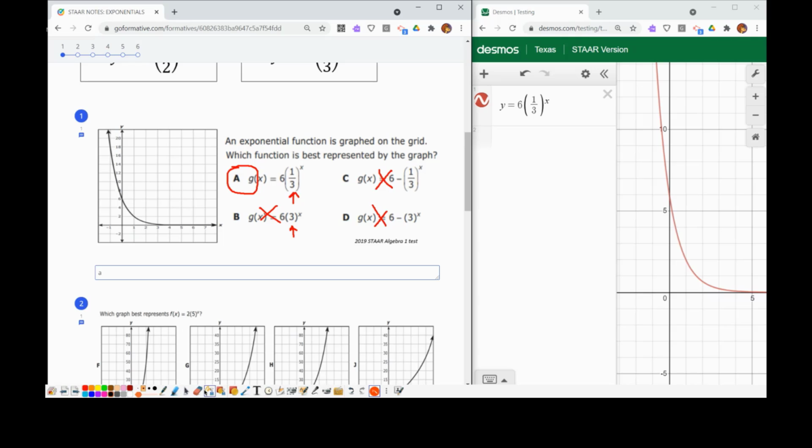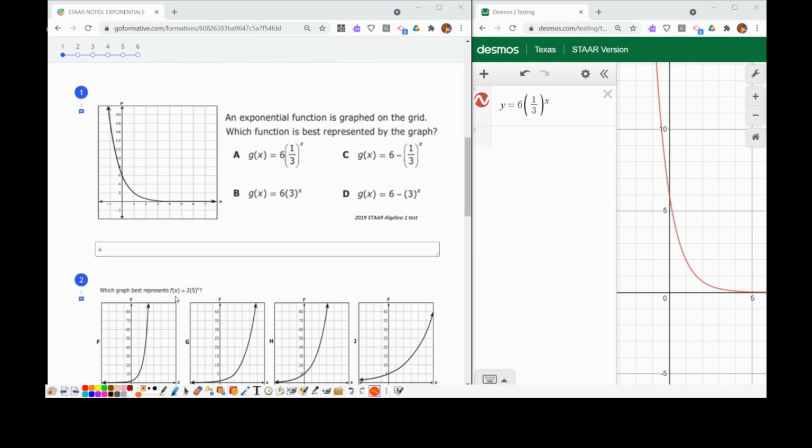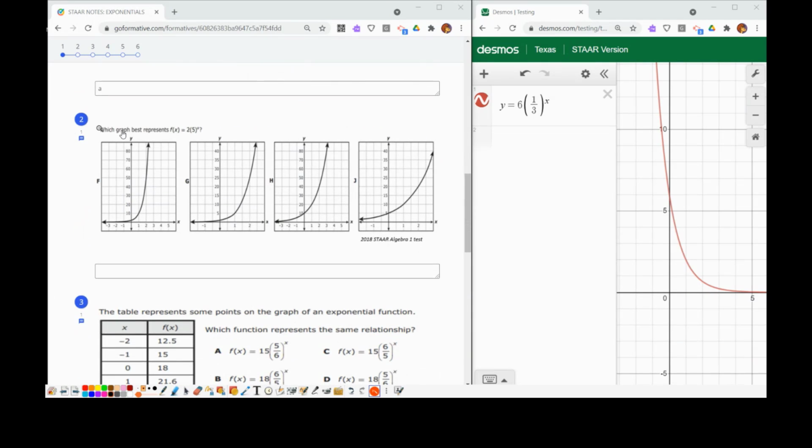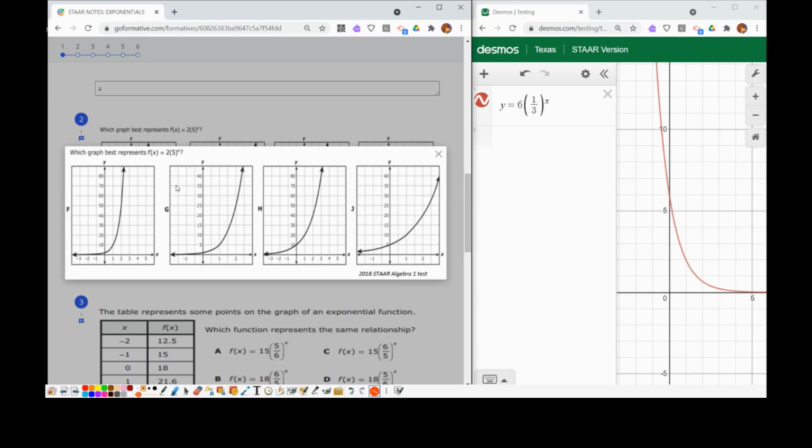All right, let's go on to the next problem, number two. The next one says, which graph best represents the function f of x equals 2 times 5 raised to the x? So let's make it a little bit bigger here.